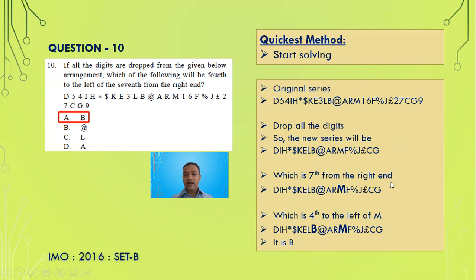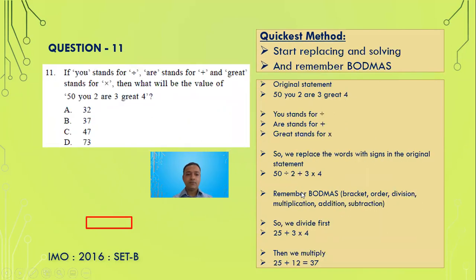So 7th from the right hand is 1, 2, 3, 4, 5, 6, 7. M is 7th from the right hand. And 4th to the left of M. So 1, 2, 3, 4. What is 4 to the left of M? 4 to the left of M is B, isn't it? B. So this is how you arrive at the answer.